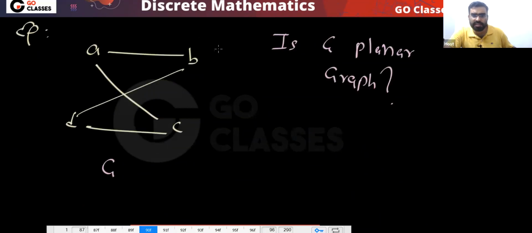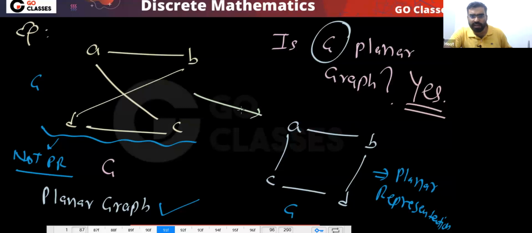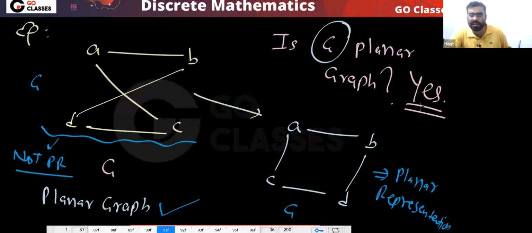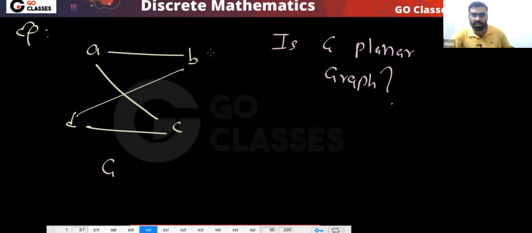So this is not a planar representation because there is an edge crossing here. These edges are crossing. But you can notice that I can draw it without edge crossing. So I can say, is G planar? The answer is yes. So this graph is planar.